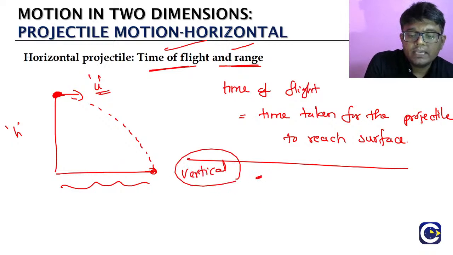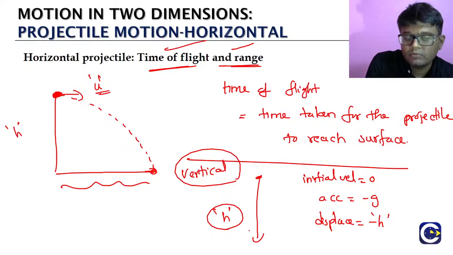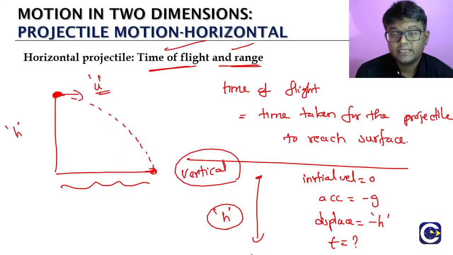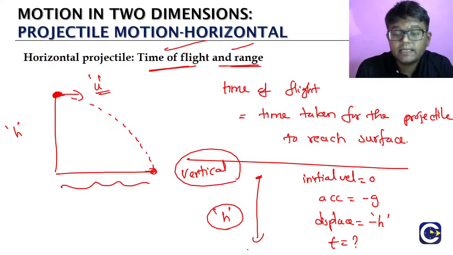How? In that time it is essentially coming down by a height h. We know in the vertical direction the initial velocity is equal to 0. Acceleration is equal to minus g. Displacement is equal to minus h. Why minus h? Because we are coming down by h. Then we have to find the corresponding time. That is going to give us the time of flight. Time of flight, how do you calculate? By looking at the vertical direction motion.